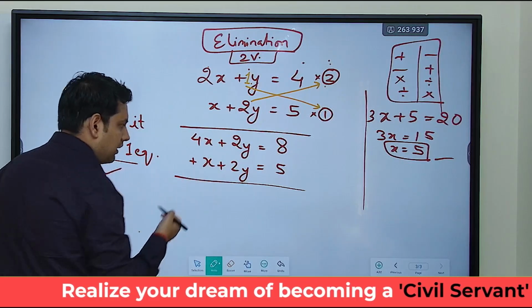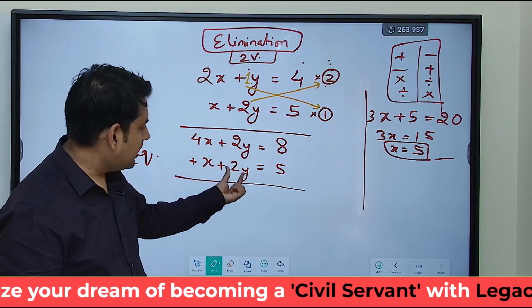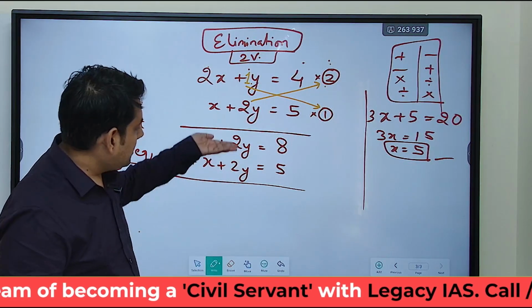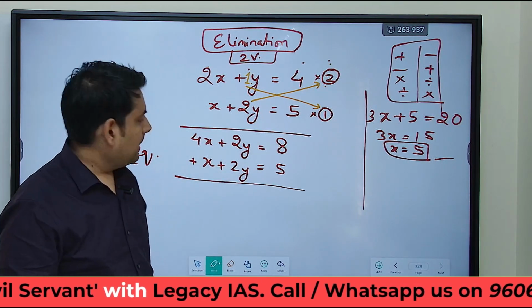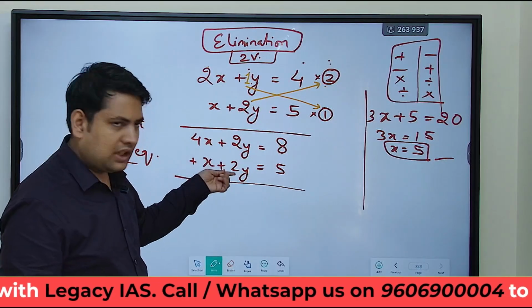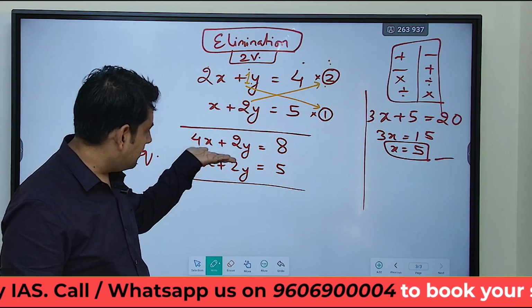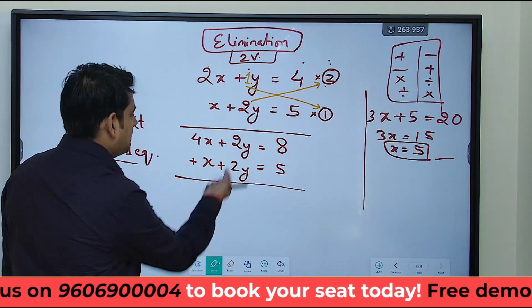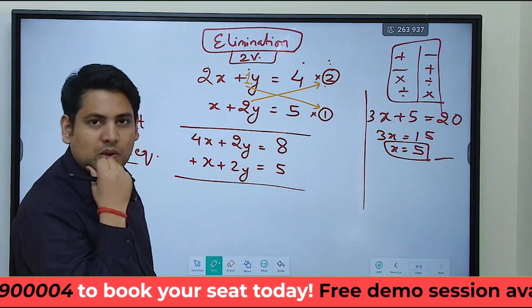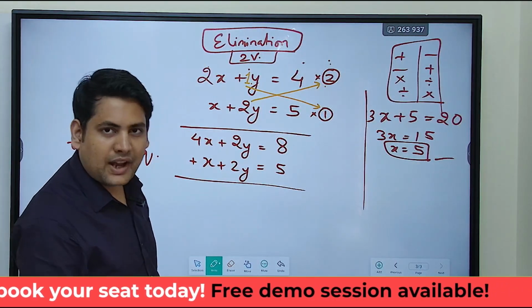Once you get to this, what do you need to do? Here you have 2y, here also you have 2y. Now I want to subtract both of these equations. How do you subtract in this? Because here I have 2y, here also 2y. If I somehow subtract the lower equation from the upper equation, what will I get? Plus 2y and minus 2y, I can cancel it out. So how do you subtract two equations?